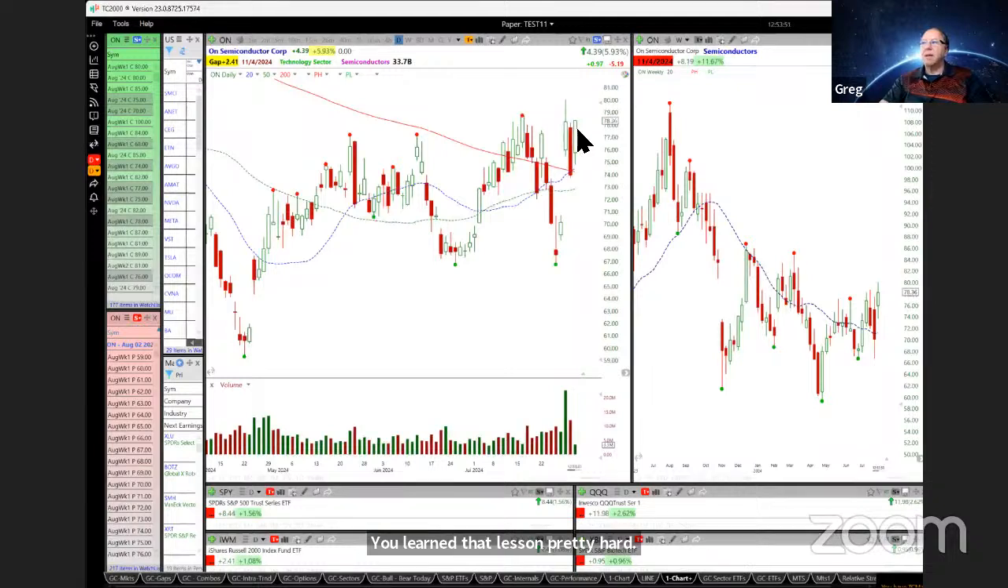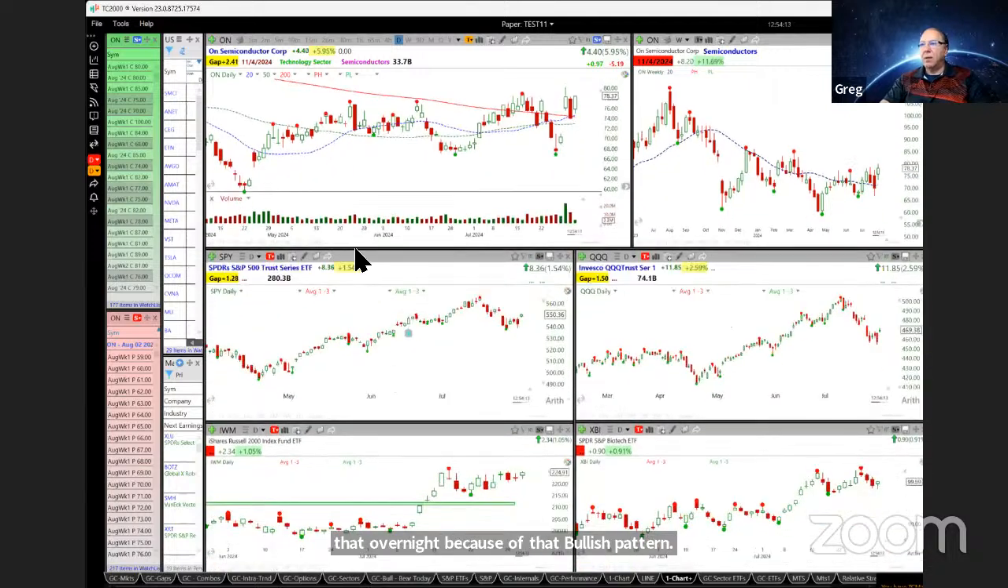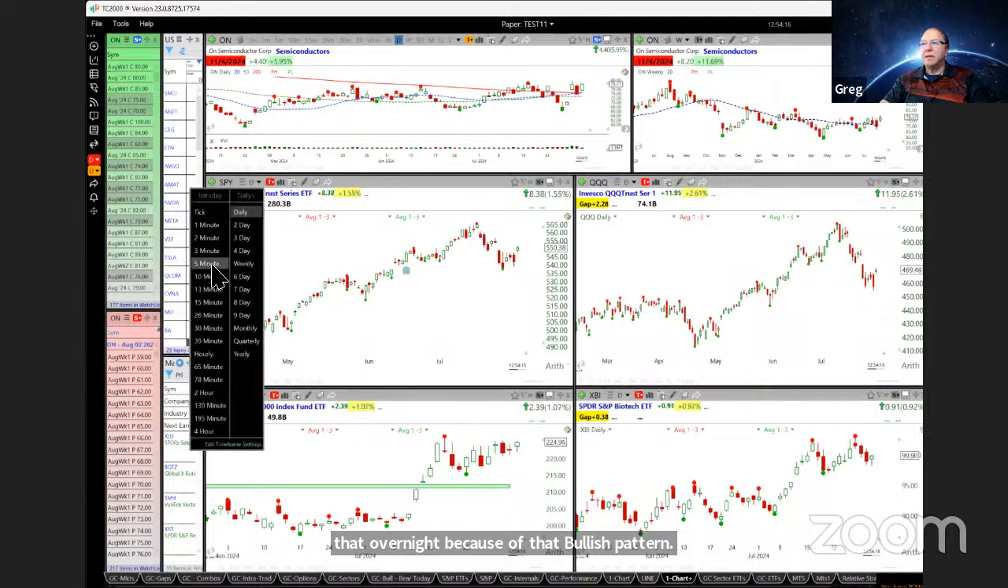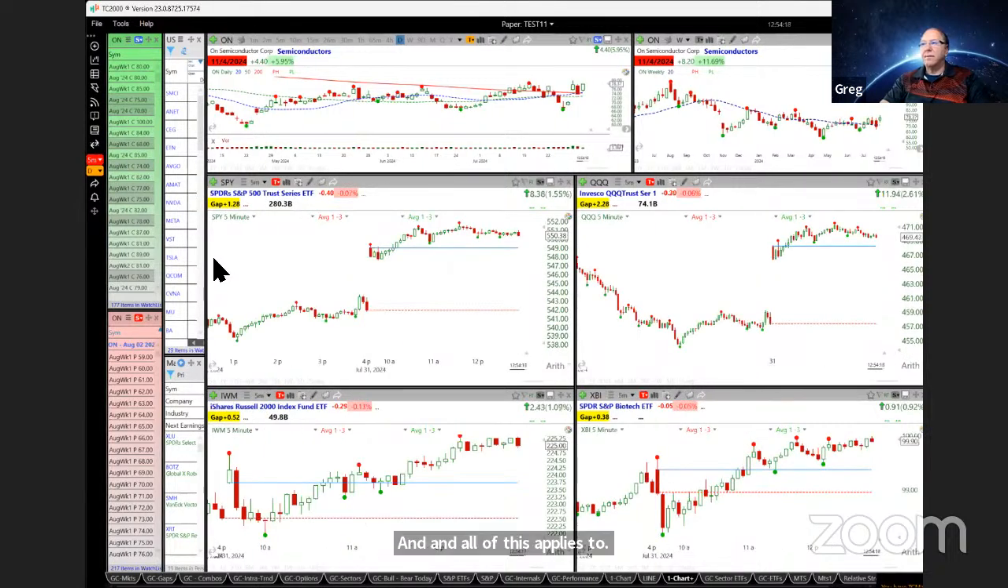Make sure that the time period you're looking at is complete or near complete. So if you saw this and it's 3:45 in the afternoon, the probability of it looking like that 15 minutes later is pretty darn good. So you may want to say, okay, I'll take that overnight because of that bullish pattern. And all of this applies to intraday charts as well.